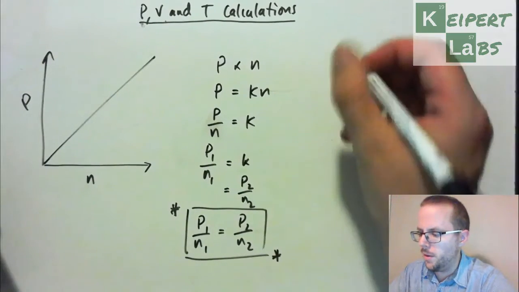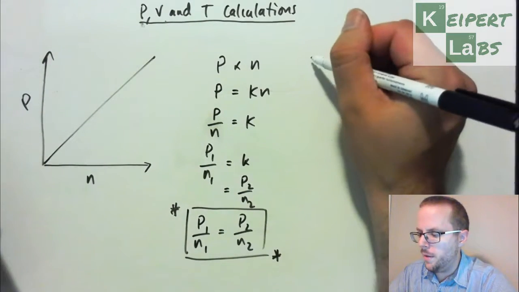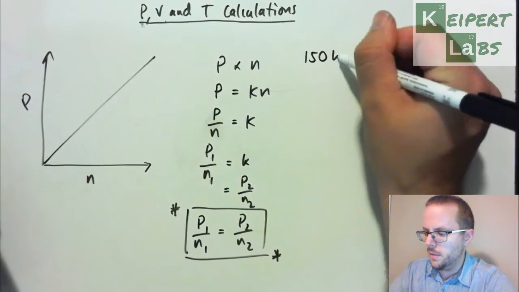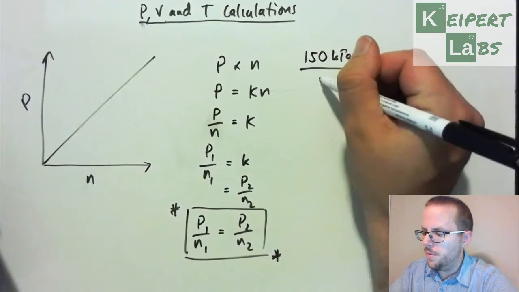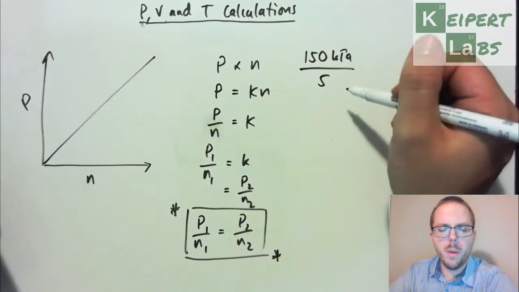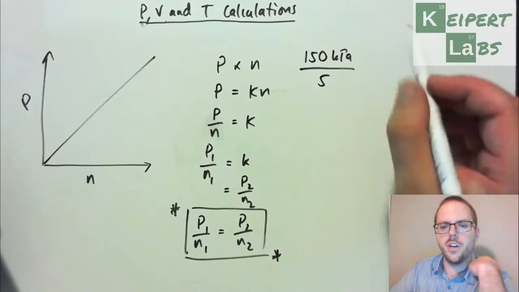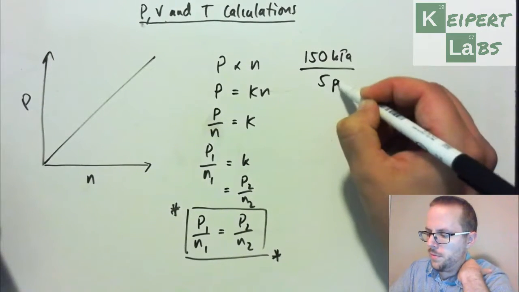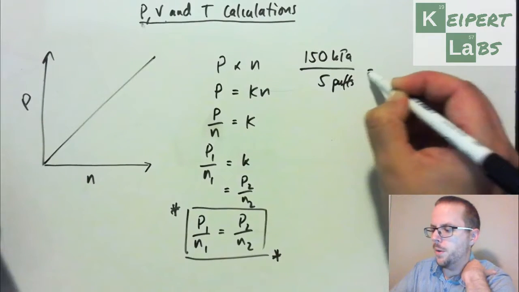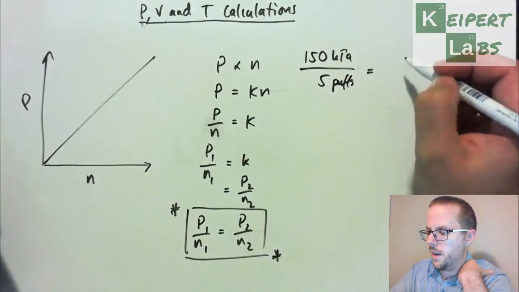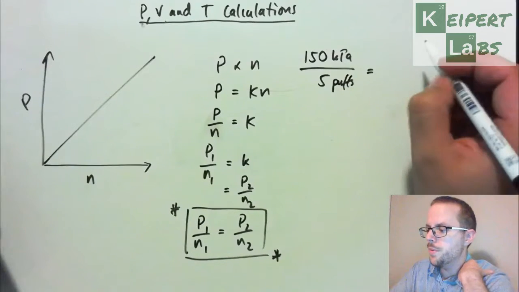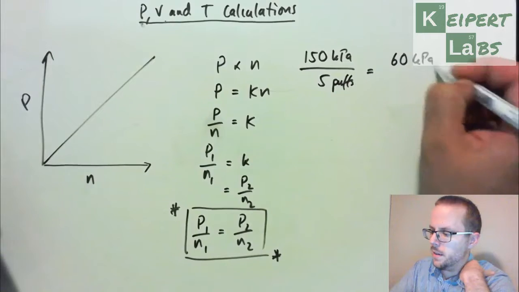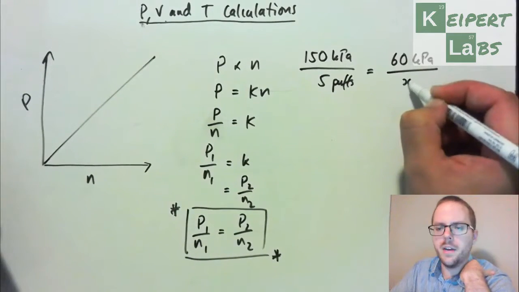Let's say I get a pressure of 150 kilopascals when I have 5 puffs of air. At the moment we're only talking about puffs of air; in a later unit we're actually going to quantify the number of particles. So let's say we've got 5 puffs. Then if I take this gas and remove some air and detect a pressure of 60 kilopascals, how many puffs is that?